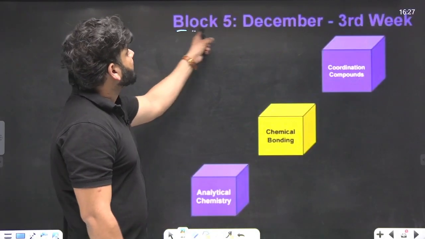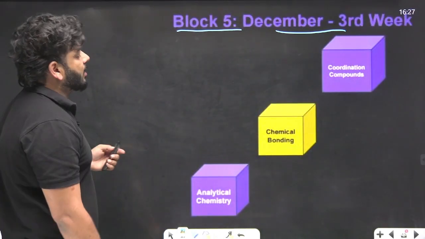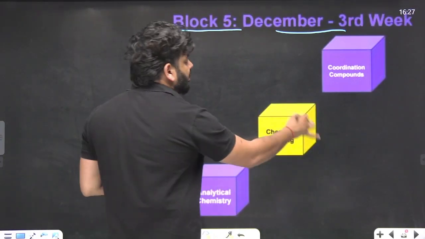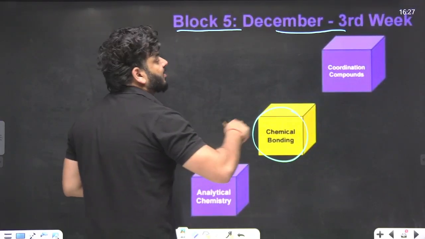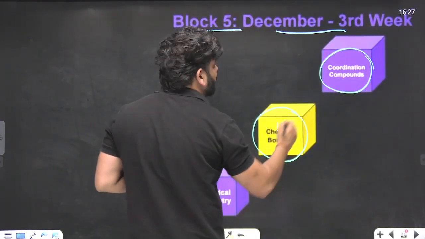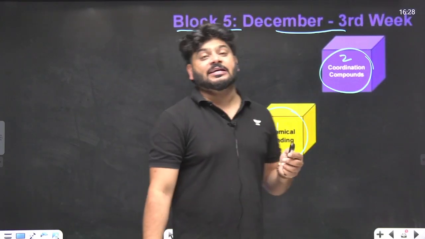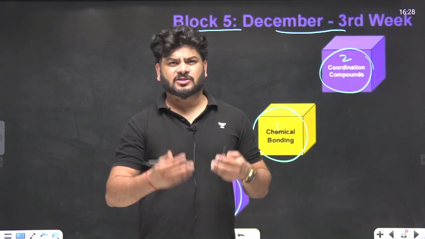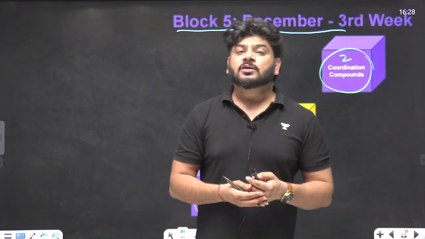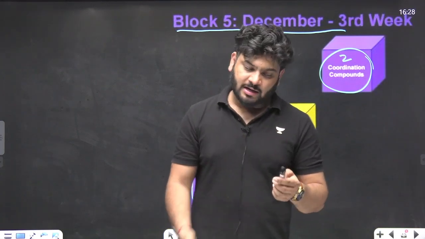We have block number 4, and now we have entered December 3rd week. In December 3rd week, we have chemical bonding. Now we have entered inorganic chemistry. Right after finishing chemical bonding, the similar chapter is coordination compounds that you can cover, and third one is analytical chemistry, where you need to segregate the cations and anions into their respective groups. Also study their preliminary and confirmatory tests, which is very important.